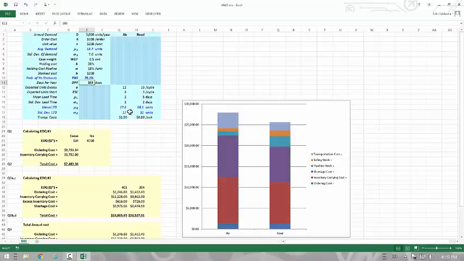I have calculated my standard deviation of lead time demand, which is the average of air times the variance of the demand, or sigma d squared, plus the mean of the demand squared times sigma a squared. So that's the standard deviation of lead time demand using air, and likewise for the road as well.